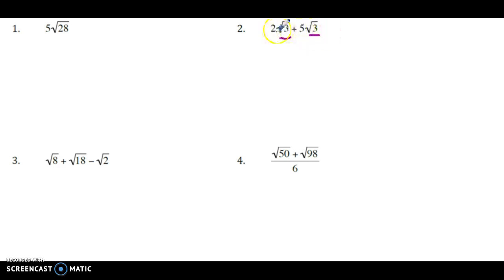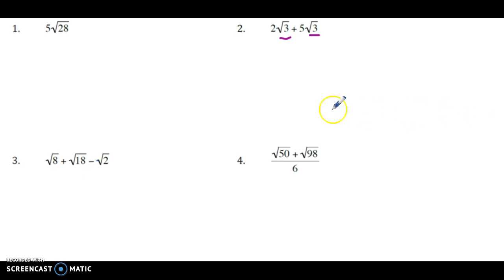So you really could just pretend this is like 2x plus 5x. And so you know how many x's it is. You treat the radicals the same way. You just put the radicals at the end. You don't add those numbers. And let's skip down to number 3.